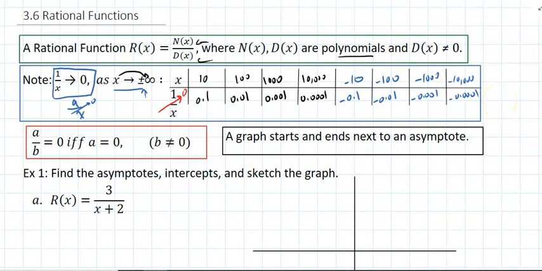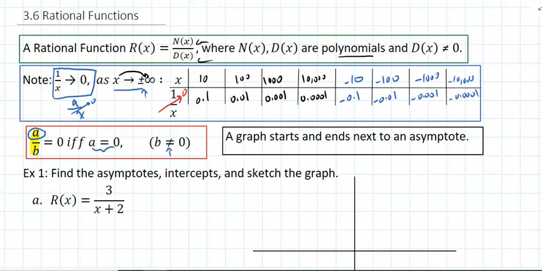Couple of quick notes of these functions. If I'm looking at a fraction and I want to know where does the fraction equal 0? A fraction equals 0 if the top of the fraction equals 0. Of course, provided the denominator doesn't. 0 over 0 is undefined.